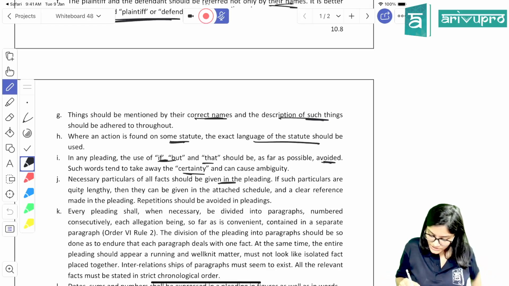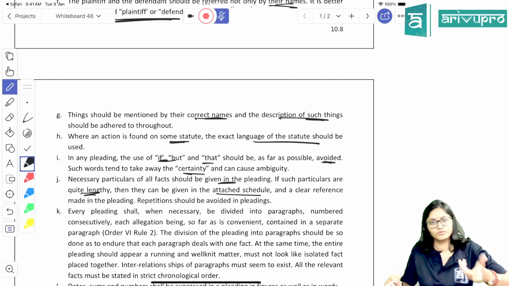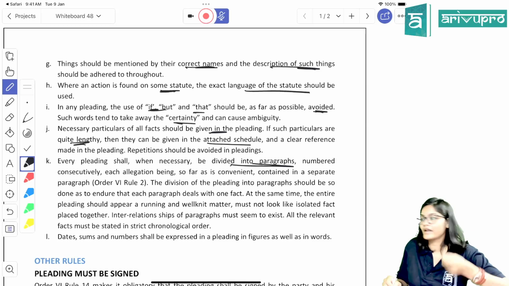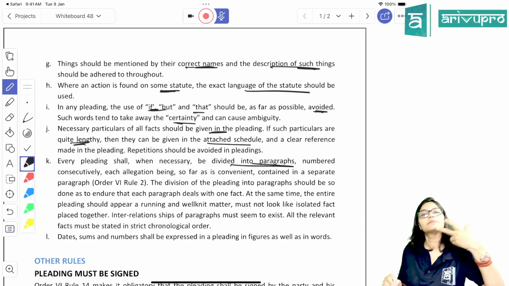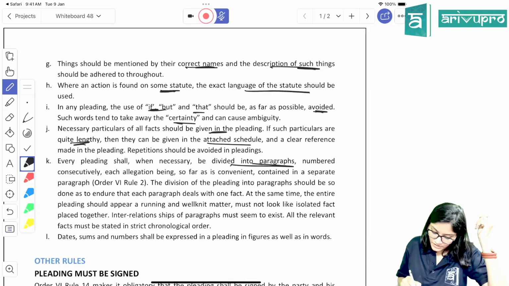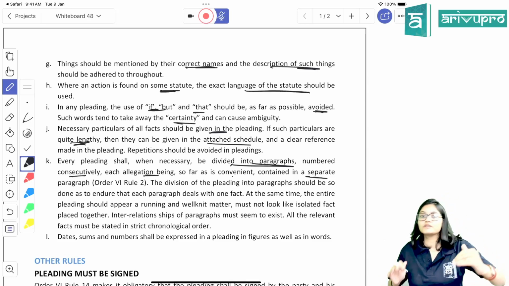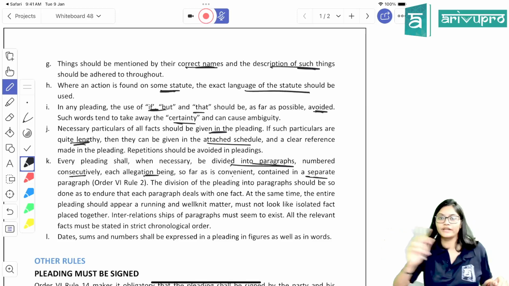If such particulars are quite lengthy, you can attach schedules, amendments, addendums. We know this. Every pleading shall, when necessary, be divided into paragraphs. We have seen this: paragraphs, numbers, headings, titles, so that it becomes convenient. Numbered consecutively, each allegation being, as far as convenient, contained in a separate paragraph. Whatever allegations you are putting, put each in a separate paragraph, so that the defendant can also accept or deny accordingly.